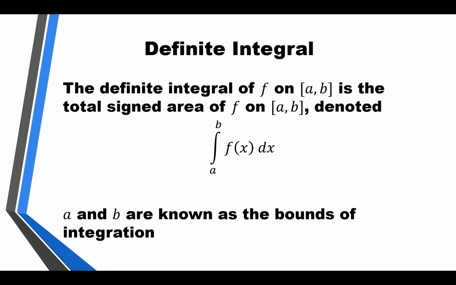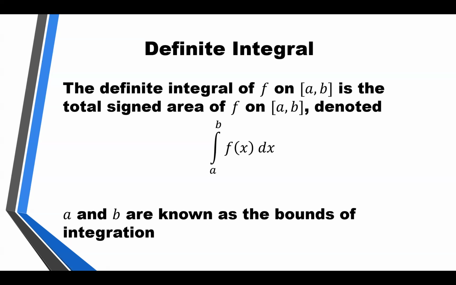Now this brings us to the concept of the definite integral. We looked at indefinite integrals in the previous section, which had to do with antiderivatives. It turns out definite integrals deal with the signed area. The definite integral of a function on a closed interval from a to b is the total signed area of the function on that closed interval from a to b.